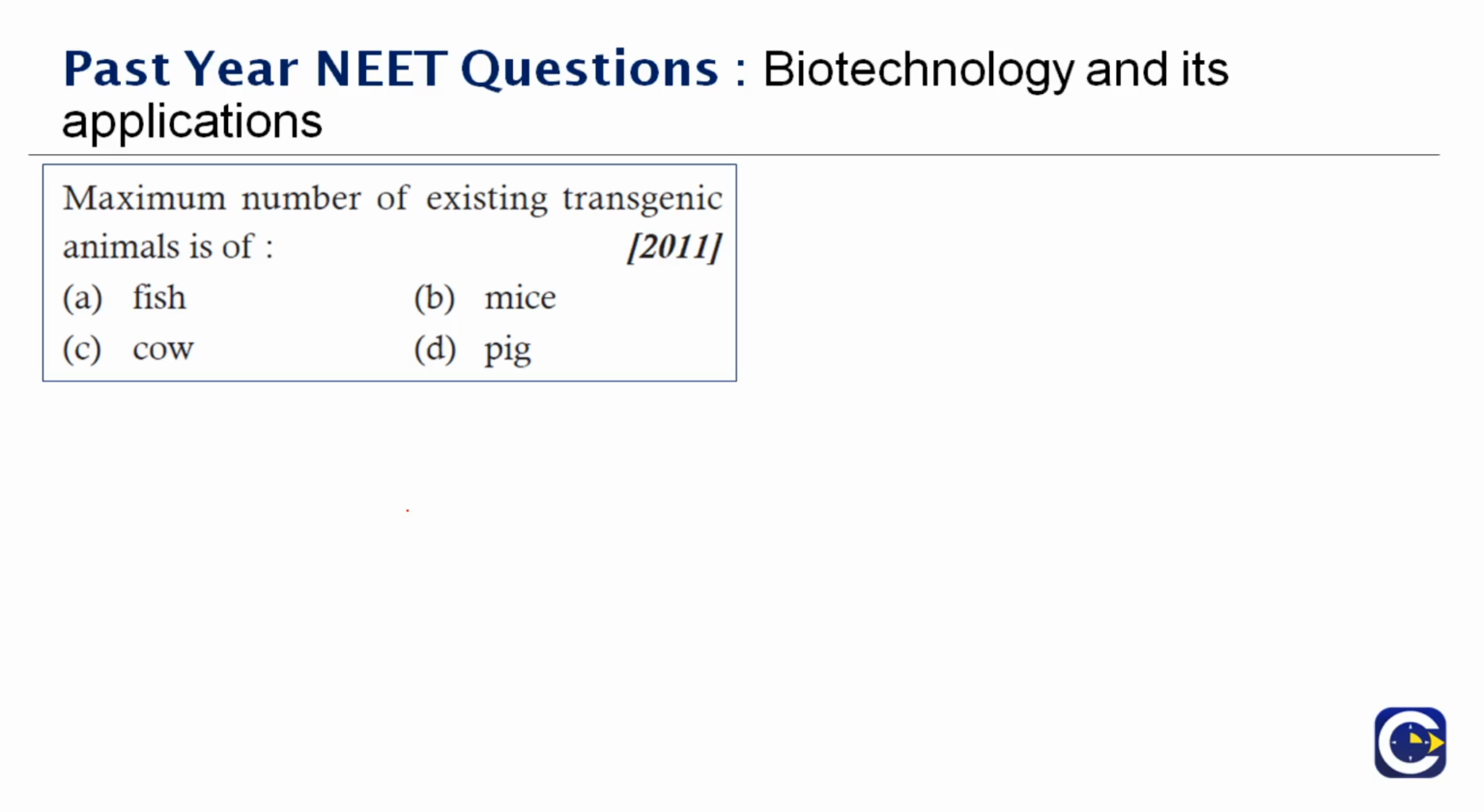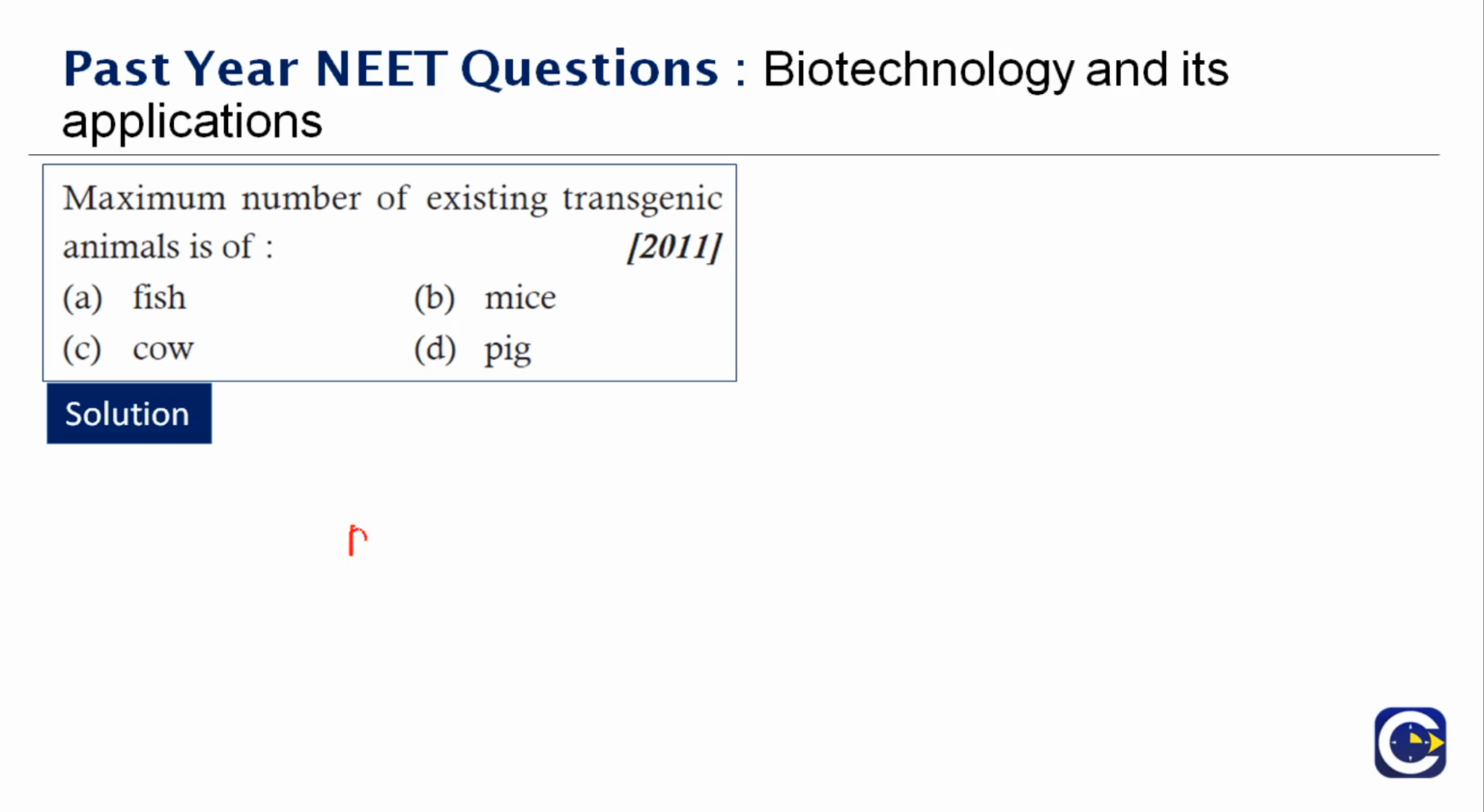Maximum number of existing animals is of dash. That is transgenic they are talking about, right? I just told you the meaning of genetically modified. So what do you mean by transgenic? It is similar to that only. Transgenic animals are the animals that have had foreign genes deliberately inserted into their genome. Such animals are the most commonly created.